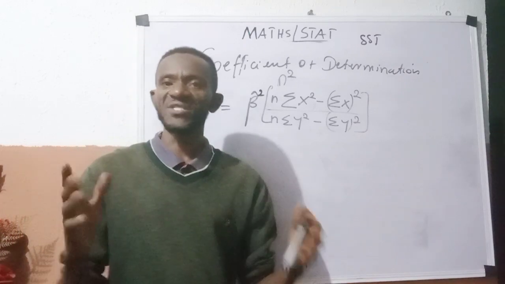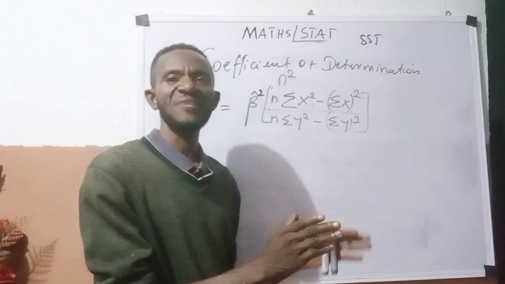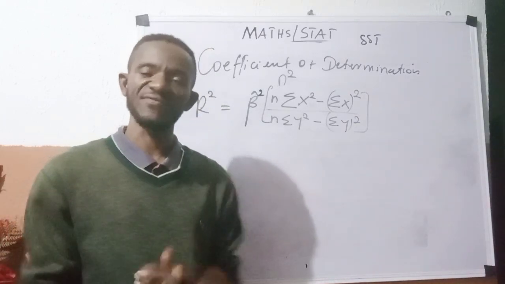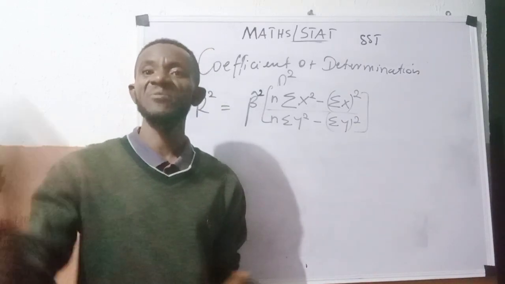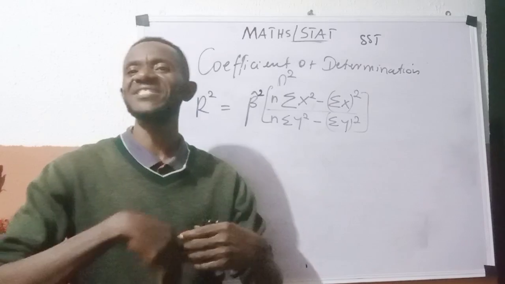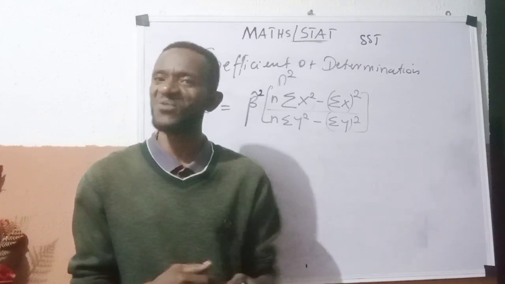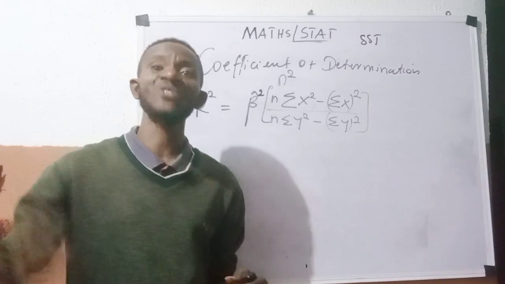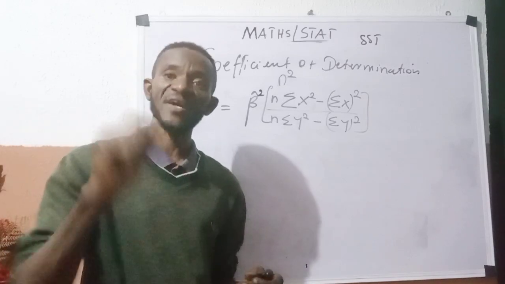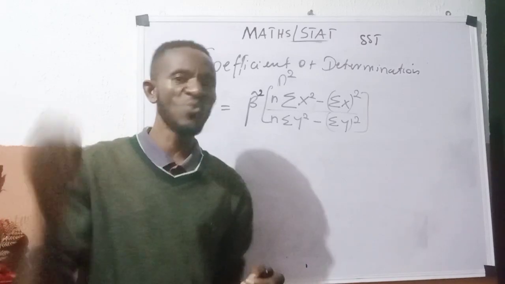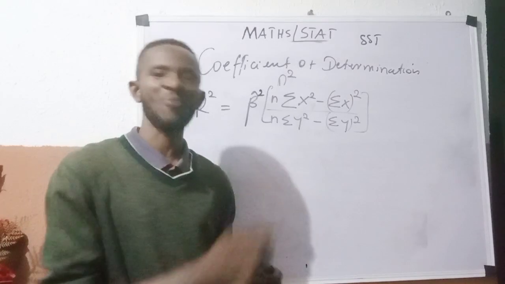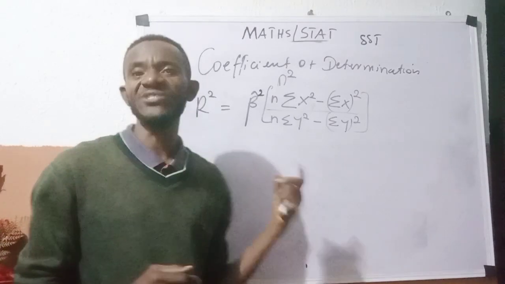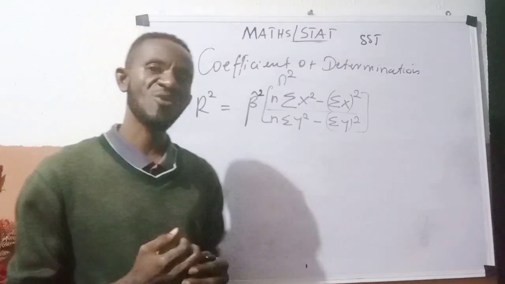And of course, we say that the value of the coefficient of determination lies between 0 and 1 inclusive. If it becomes 1, which of course is very rare, practically impossible in real life situations, because there must always be variations in the response variable which cannot be accounted for by our model. And it is also very rare for it to become 0.